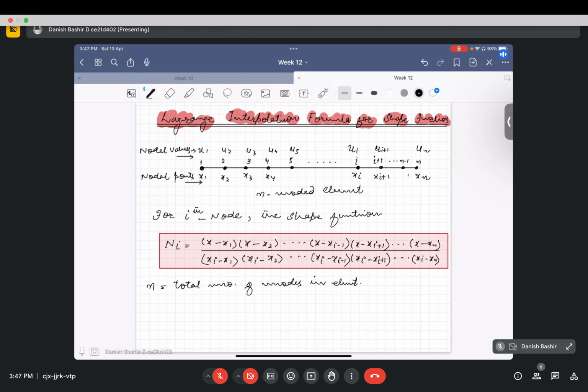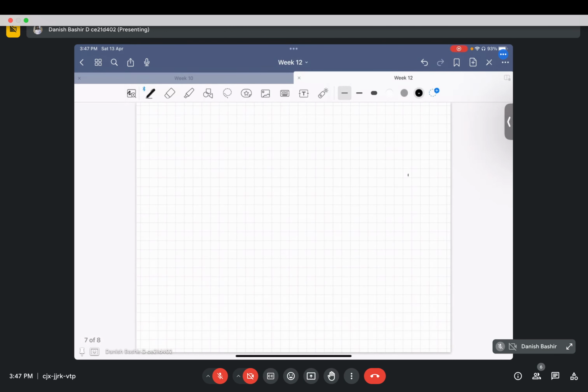So there are some characteristics of these shape functions actually. Characteristics of shape functions.